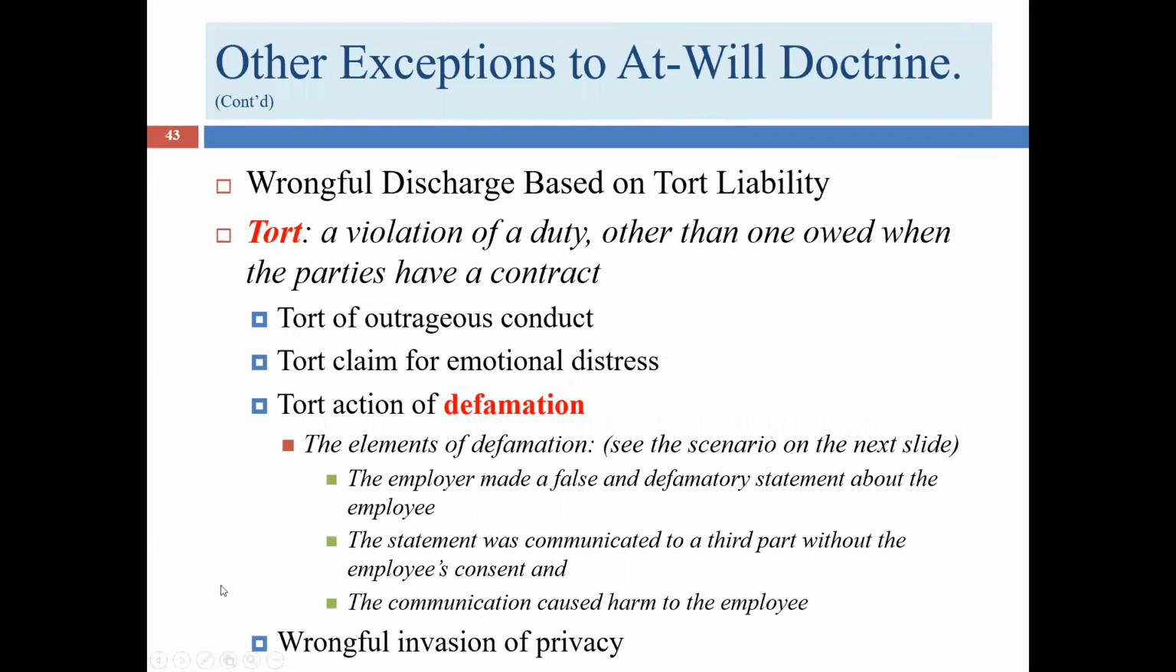We're going to talk about other exceptions to employment at will. We're still in that second category. So now we're going to talk about tort liability. So what is a tort? When I think of the word tort, sometimes I think about dessert, right? Bavarian torte or a Sacher torte or something like that.